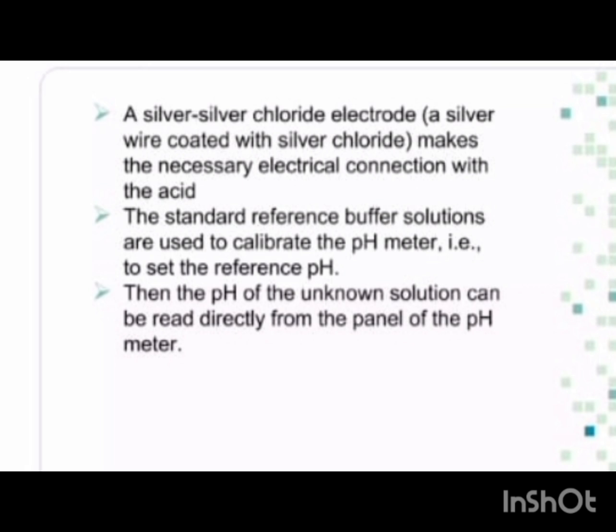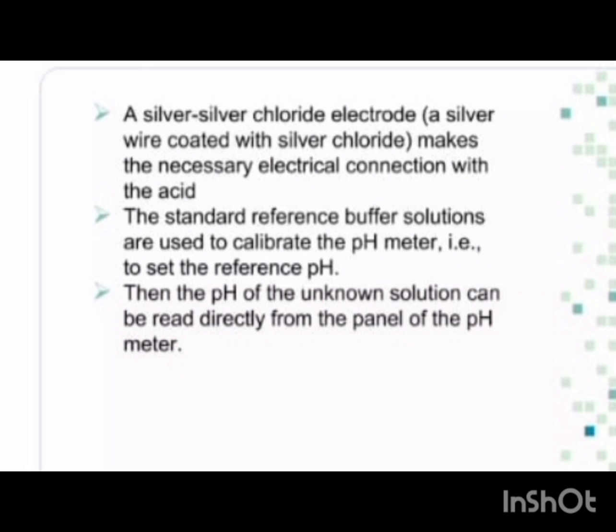In this method, the silver chloride electrode or silver wire coated with silver chloride makes the necessary electrical connection with the acid. And these standard reference buffer solutions are used to calibrate the pH meter such that to set the reference pH.